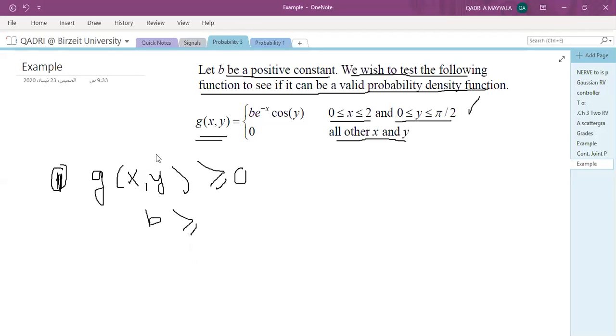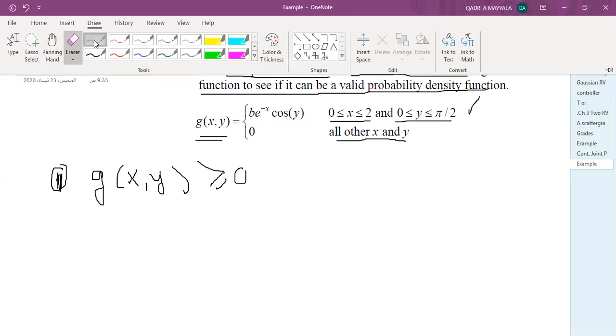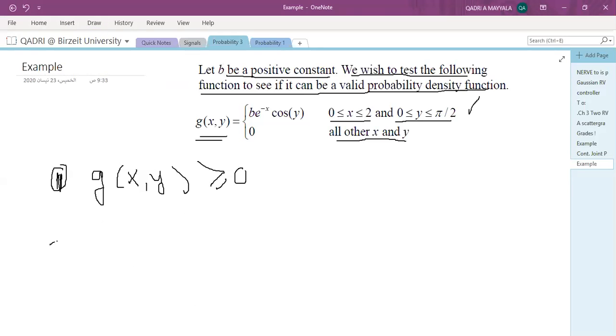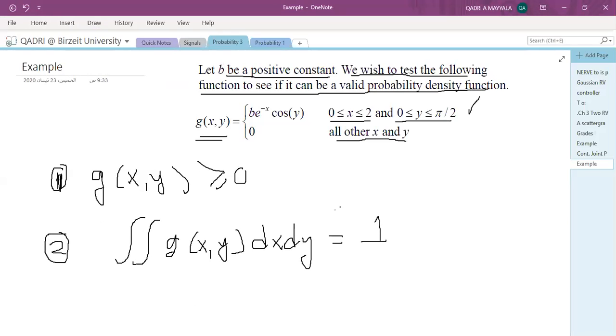الكونديشن الثاني. إذا we verified that it is a valid positive function. اثنين, we need to look at the second condition. We need to verify that the volume under this function dx dy equals 1. We need to test that. Okay, so x, you can take x from 0 to 2, of course. It should be minus infinity to infinity, but it is non-zero only in this interval, and y is 0 to pi over 2, just a double integral.